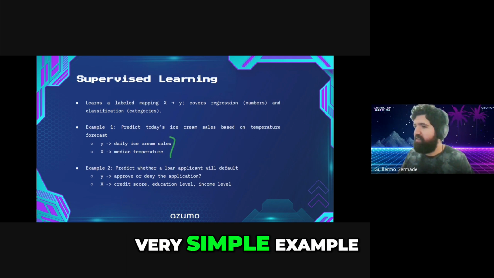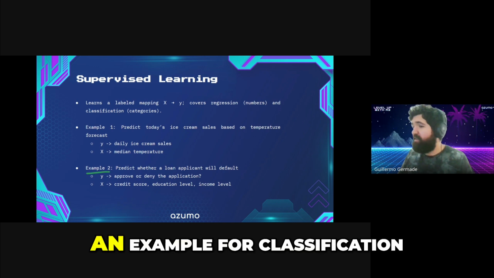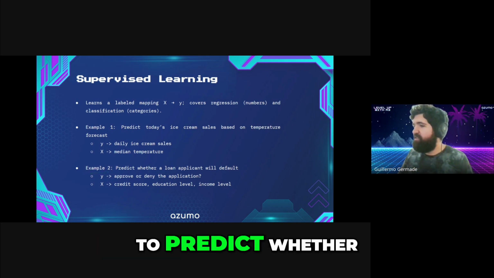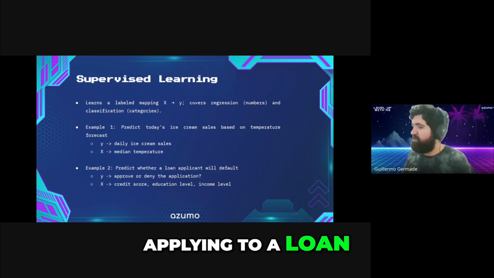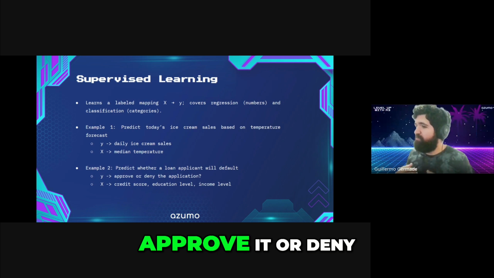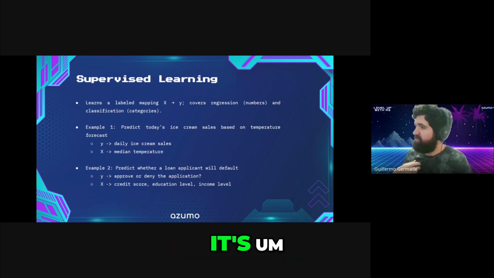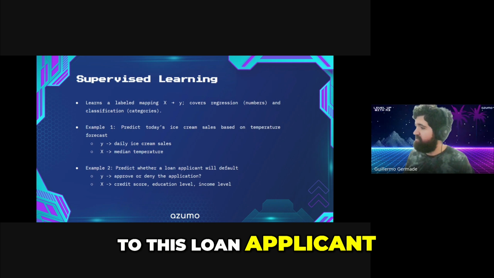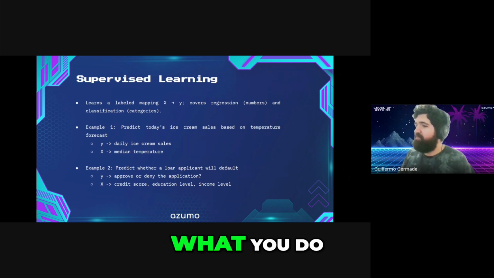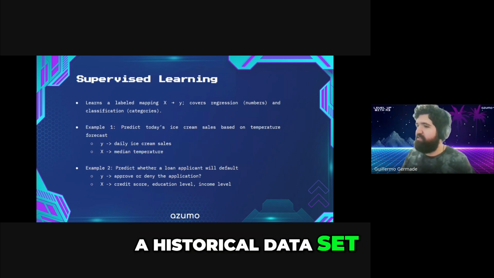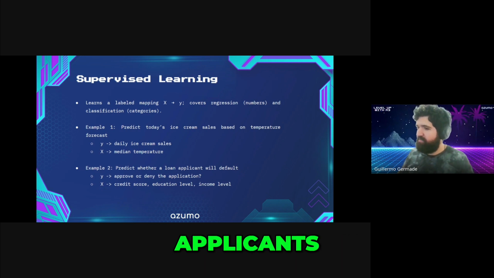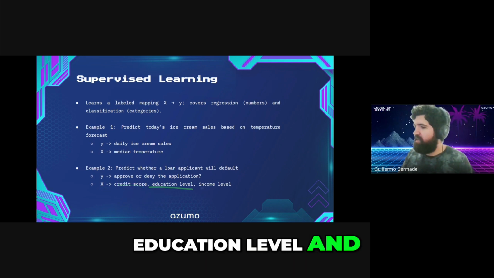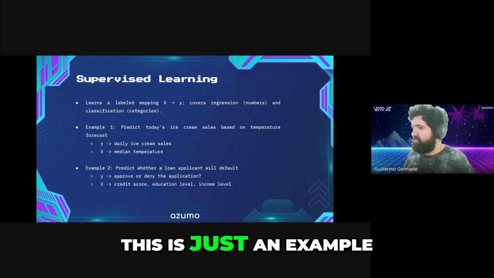This is a very simple example. And then an example for classification, we could try to predict whether a loan applicant will default. So in a bank, when someone is applying to a loan, the decision of whether to approve it or deny it is a classification. It's are we going to say yes to this loan applicant, or are we going to say no? And then what you do in this scenario is that you feed the model with a historical data set of several variables, explanatory variables like applicants, credit score, education level, and income level, and many others. This is just an example.